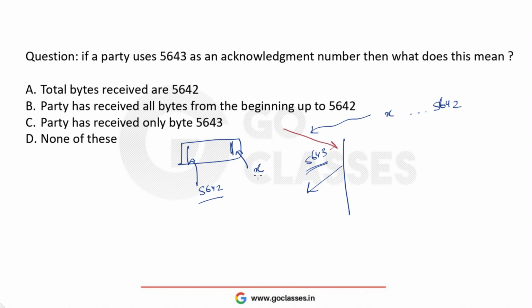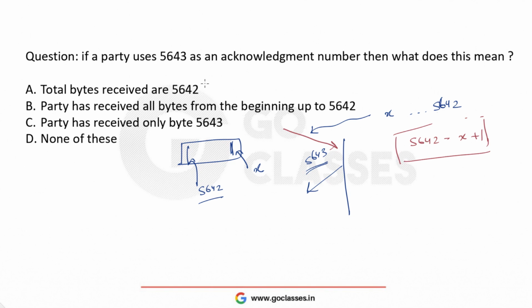So if the initial sequence number is 1, then yes, the total number of bytes that has been received is 5642. But in this case, if the initial sequence number is X, the sequence number that we just received from the packet, that is X, then the bytes that we have received is 5642 minus X plus 1, right? Something like this. So the bytes that we have just received is 5642 minus X plus 1. If X is 1, then yes, the bytes that we have received is 5642, the total number of bytes.